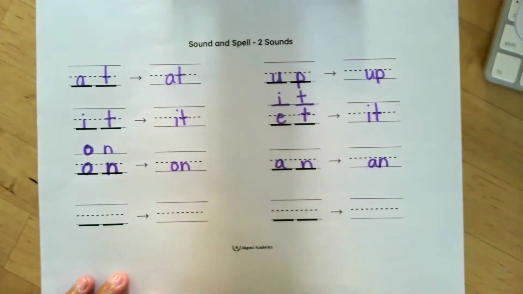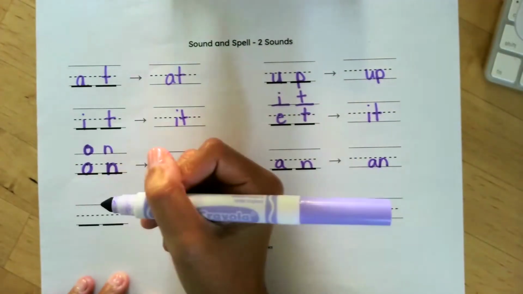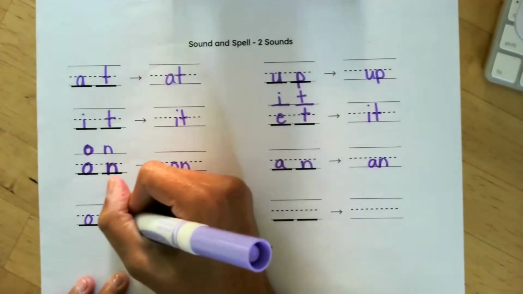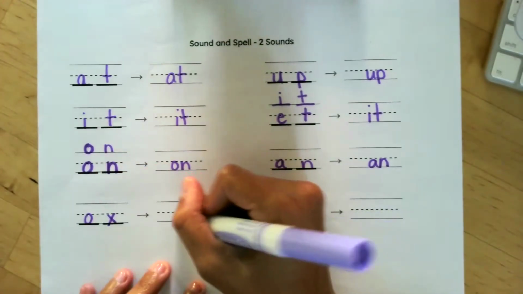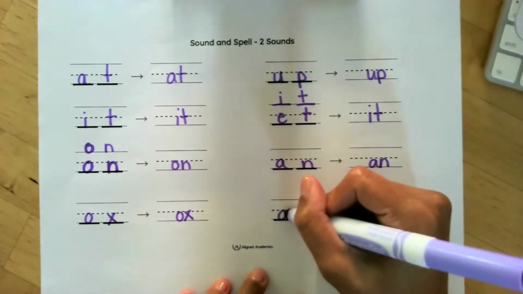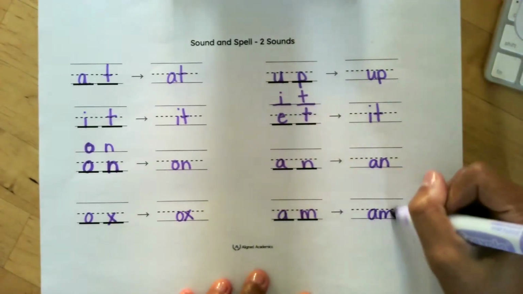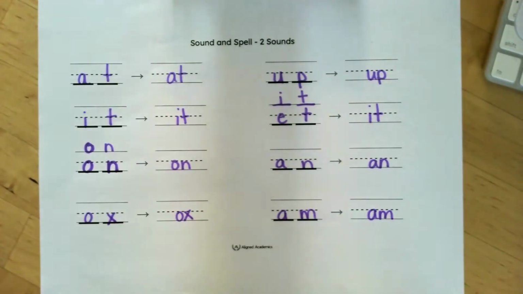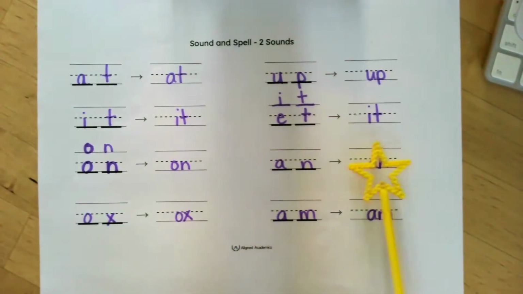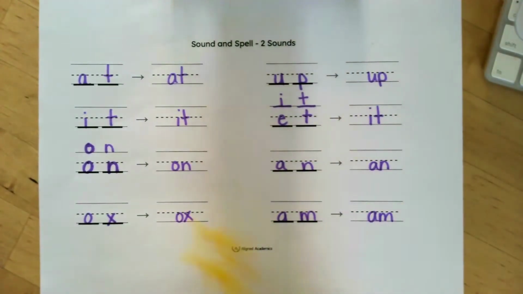And once you're done, you could ask them to, I don't know, find the word that says ox, or find the word am. You could have them point to the words that they want to read and go in any order they want. You could ask the child to read the word in a sentence, right? Like, so use this word on in a sentence. So those are just some extension activities that you can do with the sound and spell exercise. But that's it. That's how it works. That's the sound and spell exercise.